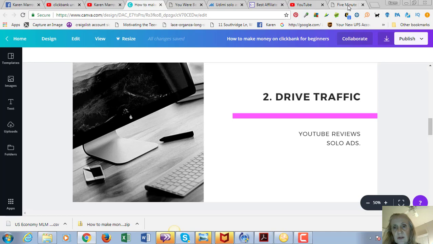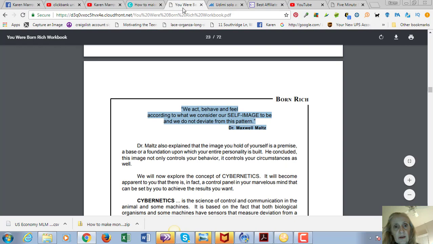And what you want to do is send them to a lead capture page. So they'll enter their email address in order to get something upfront for free. And then you'll be marketing to them after they're in your sales funnel and in your autoresponder by email marketing.